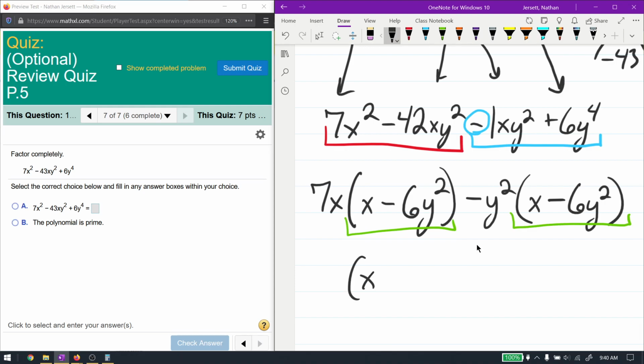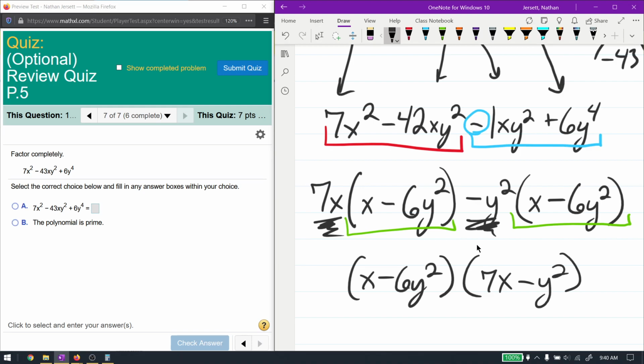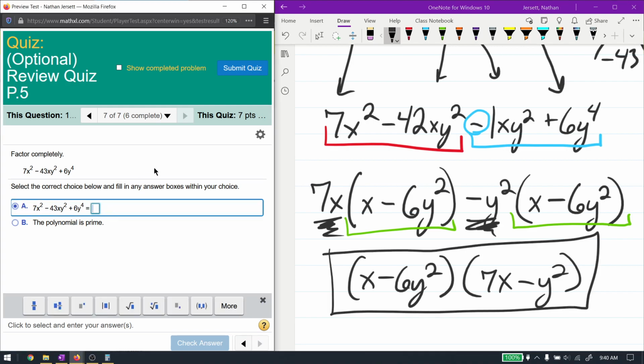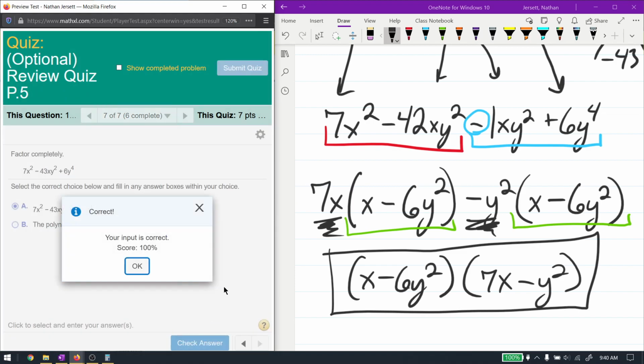Write that thing down, x minus 6y squared. And the second term is going to be 7x minus y squared. That is the factored form of our polynomial. So we have x minus 6y squared, 7x minus y squared. Oops, that parentheses needs to go down in front. Hopefully this is correct, and it is.